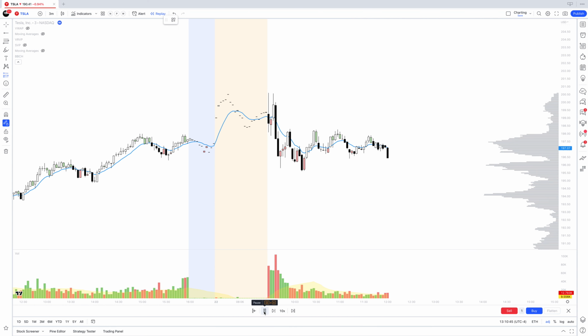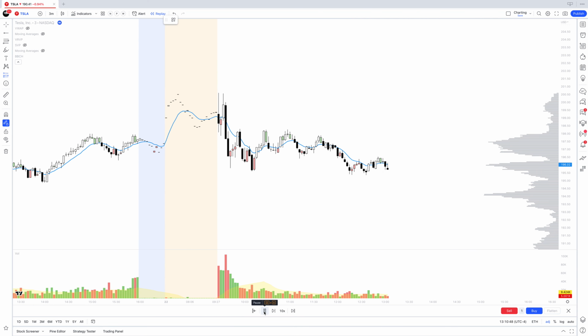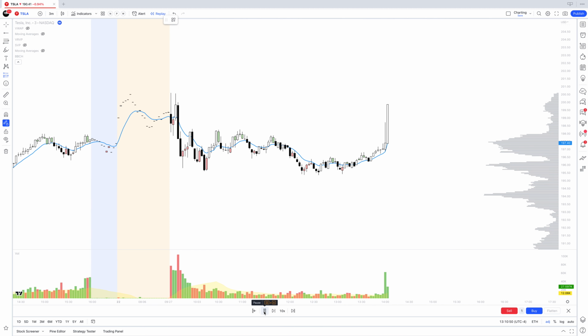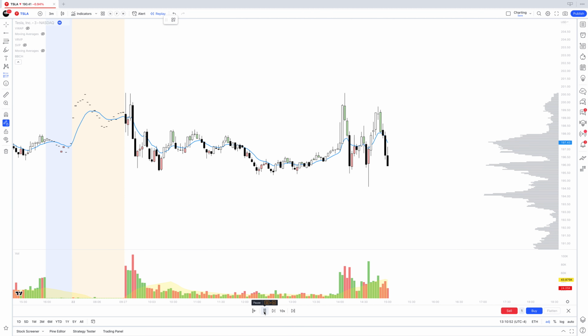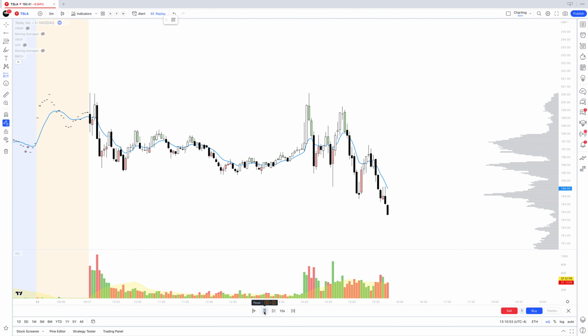Keep this going. All the way to 4. Then here comes the chop. Alright, after hours hits. Now, one thing I do want to note, I know for a fact we gap up, but we're still within the range. So if we just go to that area, we gap up in pre-market, here we go, pushing higher.